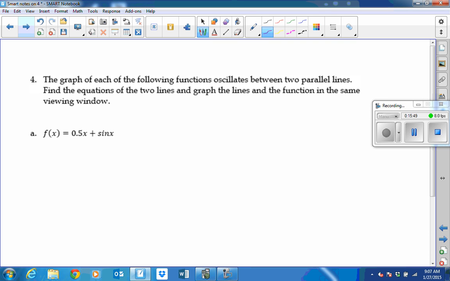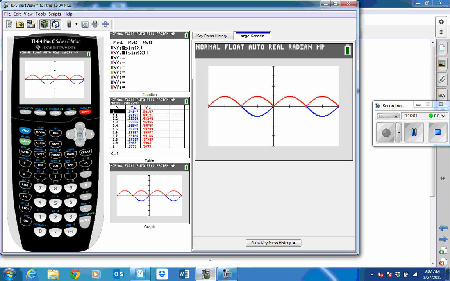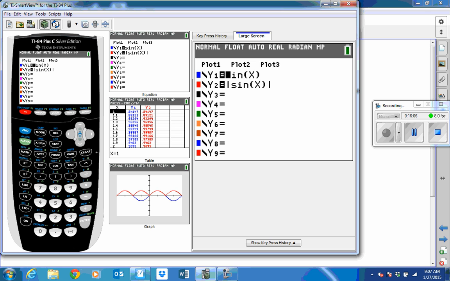The last thing is the graph of each of the following functions oscillates between 2 parallel lines. Find the equations of the 2 lines and the graph of the lines and the function in the same viewing window. Well, first of all, let's look at this function in our calculator. So let's go clear out what we just did. Let's put in 1/2 x plus sine of x. And see what that looks like.